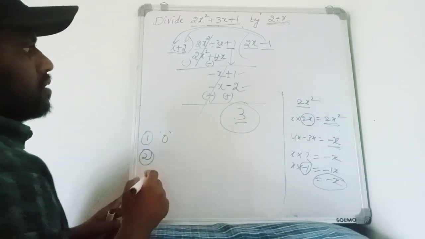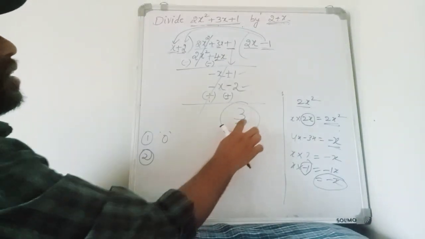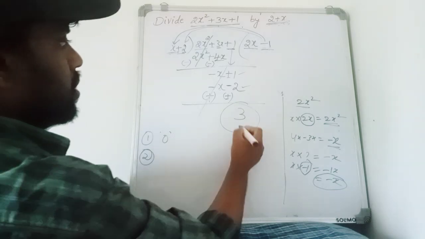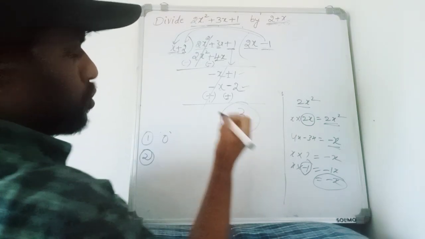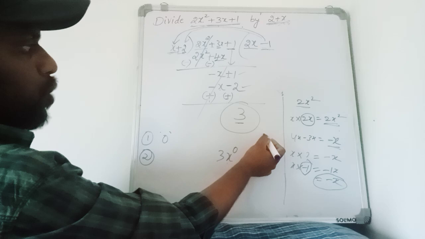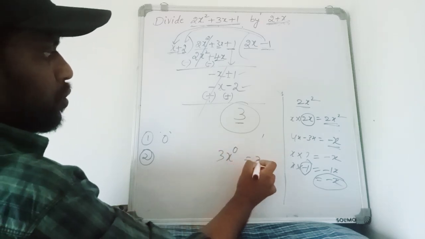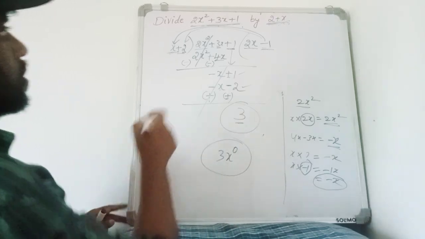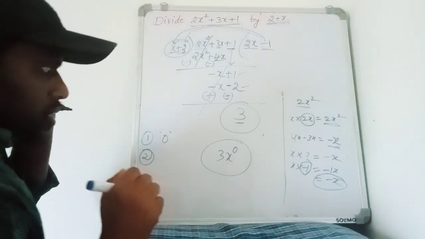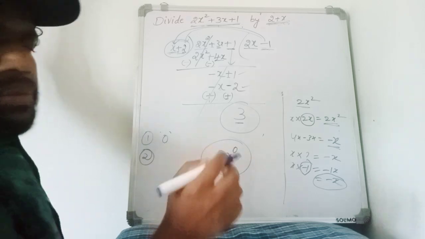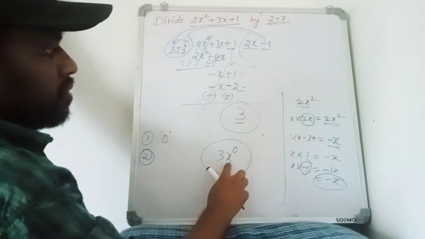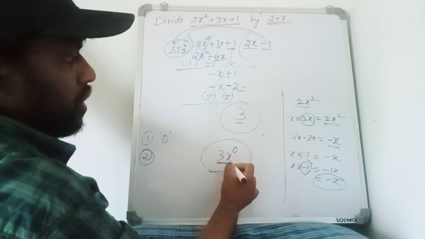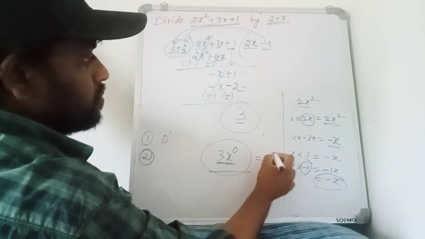Second case, when the degree of this, degree means, for example, I am considering 3, which can be written as 3 into x to the power of 0, because x to the power of 0 is equal to 1. So 3 into 1 is equal to 3 only. So I am writing 3 as 3x to the power of 0. Now, first degree you consider. Degree means the highest power of x in the given polynomial. So here the highest power is what? Only one x power 0. Here the degree is 0. Correct?